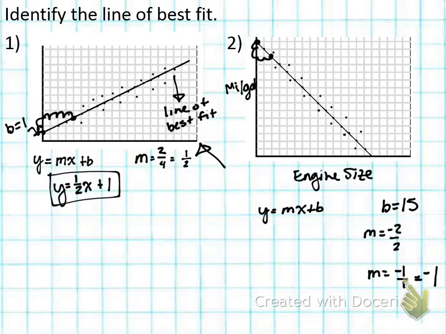So we just write these in, substitute these values. So y is equal to -1x plus 15, or it's really like saying y is equal to -x plus 15. Okay, and that's all we're doing today, okay?